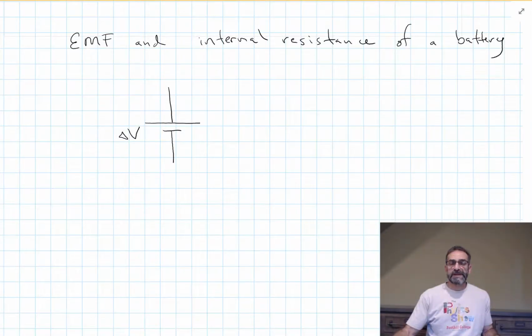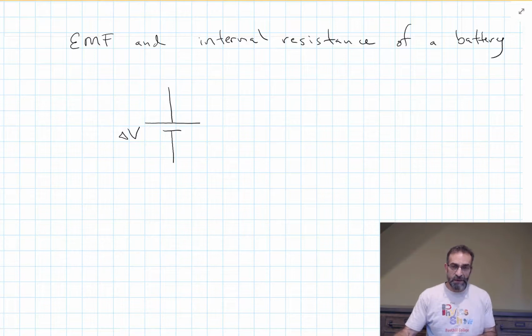We'll start off by talking about EMF and internal resistance of a battery or any DC power supply. EMF stands for electromotive force. That's an antiquated term that we don't really use anymore, but we still use the initials EMF. EMF refers to the maximum potential difference a power supply or battery can produce.